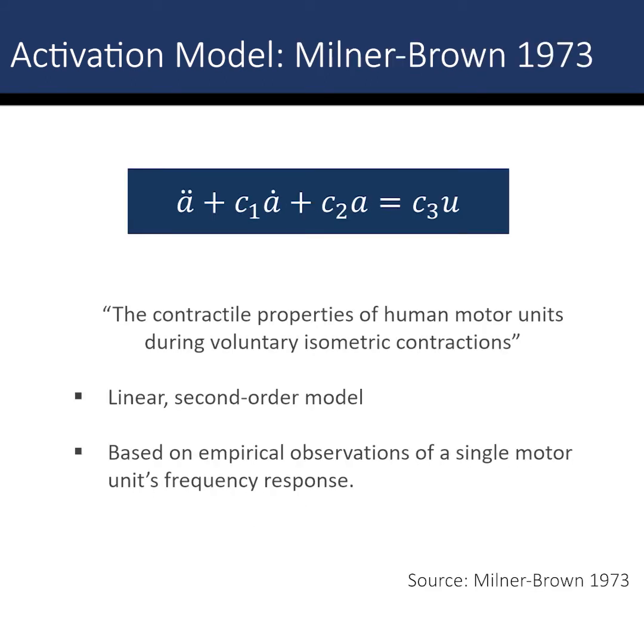This is the third activation model I read about. Identified in Milner-Brown's paper from 1973, the contractile properties of human motor units during voluntary isometric contractions. It is a linear second-order model. I think it may be considered to be the most justified model because it is supported by physiological evidence.